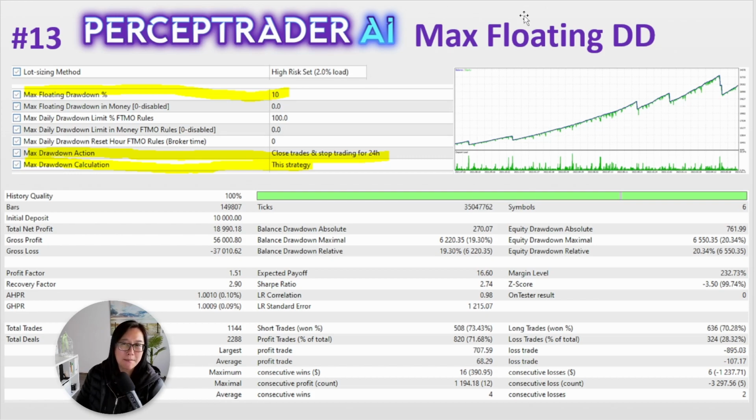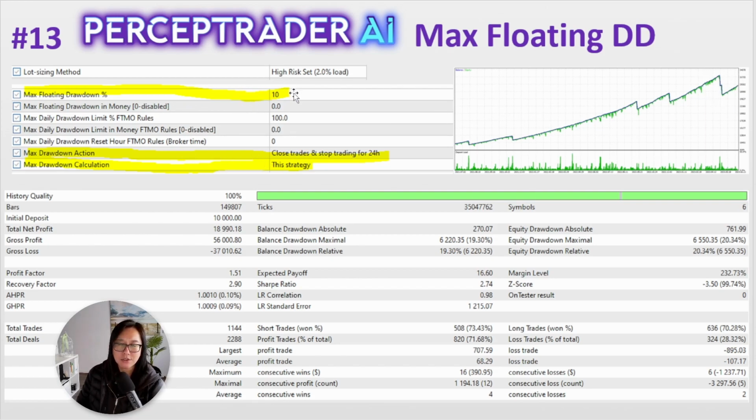To illustrate how max floating drawdown works, I needed to use the high risk setting. So the lot sizing here is set to high risk, and I noticed in my previous test the maximum drawdown was 12%, and for this test I wanted to emulate a big drawdown happening, so I set my maximum floating drawdown to below 12%, 10%, so I did want to see these huge drops.